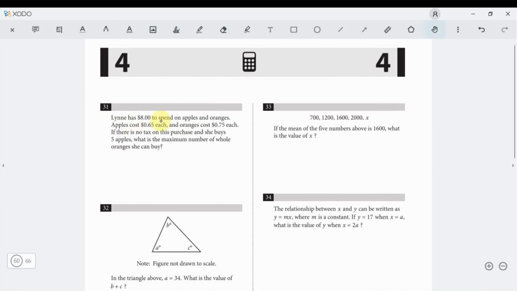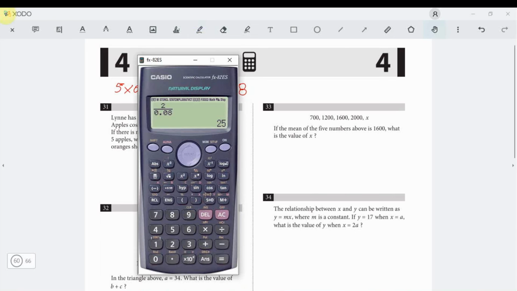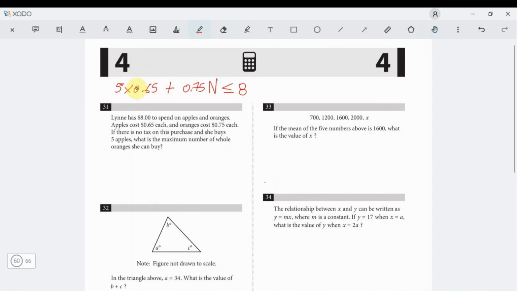So this question says Lynn has $8 to spend on apples and oranges. Apples are $0.65 each, and oranges are $0.75. If there's no tax and she buys 5 apples, so 5 apples she buys at $0.65 plus now she's going to pay $0.75 for oranges, but we don't know how many oranges, so let's put times n. So she buys n oranges, and we know that she spent less than or equal to $8. Now 5 times 0.65, punch that in the calculator, we get 3.25. We can bring that 3.25 over here to get 0.75n is less than or equal to 8 minus 3.25.